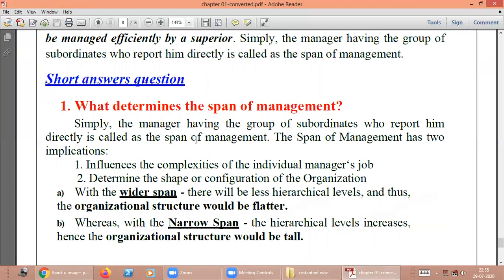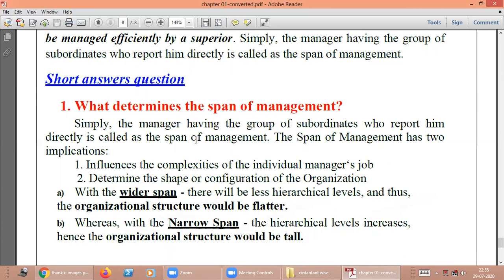It influences the complexity of the manager's job and determines the shape of the organization's configuration. There are two types: wide span and narrow span. With a wide span, the organization is flatter, and with a narrow span, it is top to bottom. If it spreads left to right, it is a wider span. These are the spans of management.